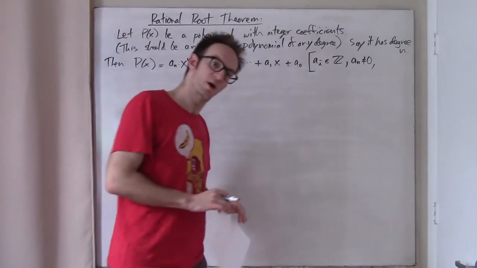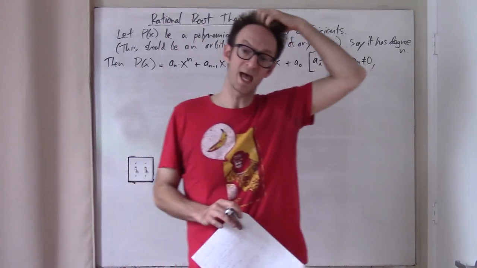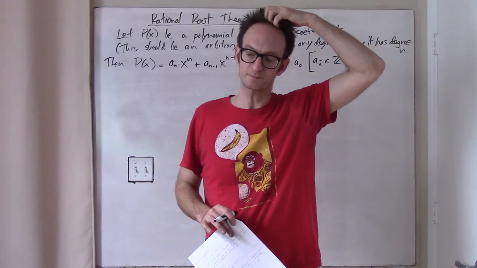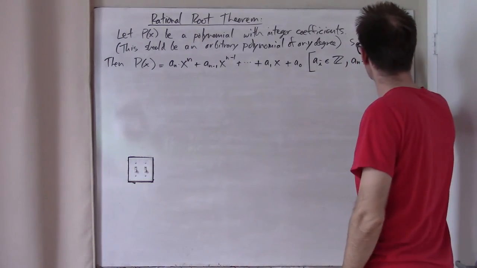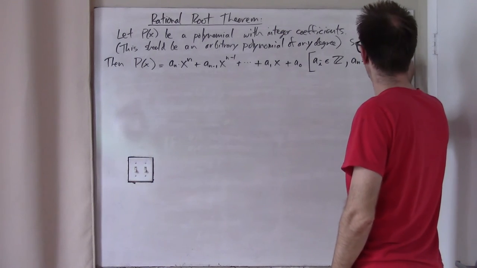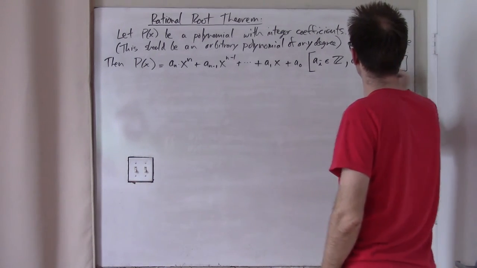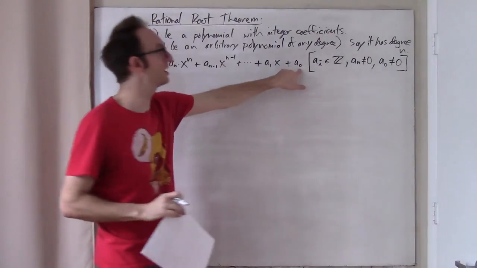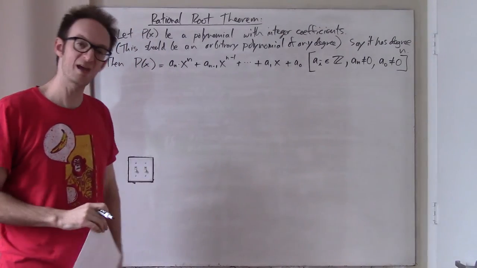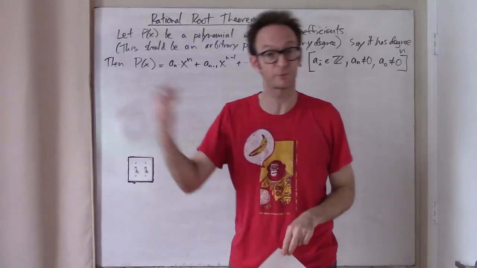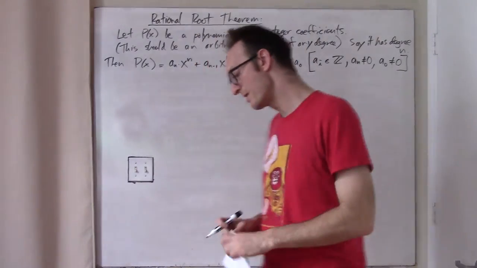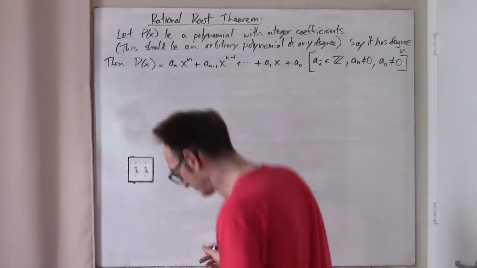But also, my theorem is going to have something to say about the constant term. So I better insist that there is a constant term. I also want to insist at the outset that a sub 0 is not 0. If it is 0, then the rational root theorem is just not applicable. That didn't come up until now, but in some ways it makes complete sense.